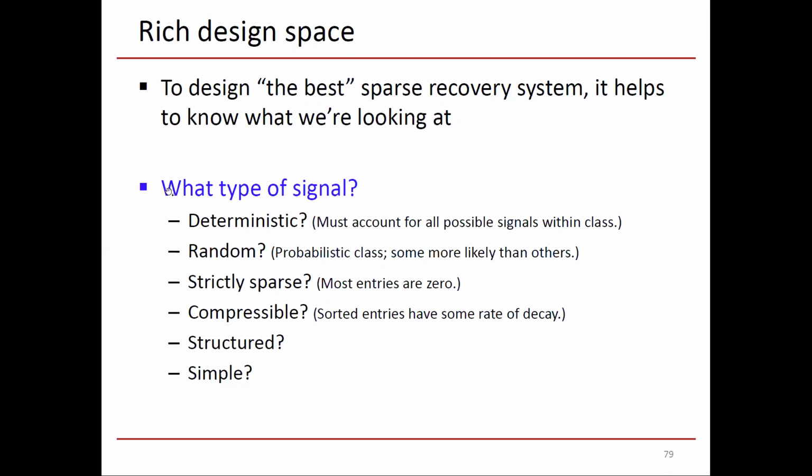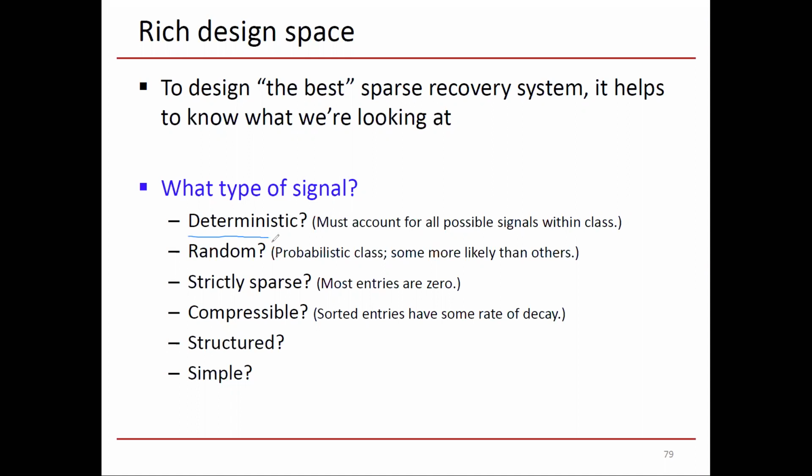So one question is, what type of signal do we have? There are different models for different types of signals. One model would be a deterministic model. A deterministic model is something that pure mathematicians and applied mathematicians like. That is a model where your results must account for all possible signals within a class. So the class may be narrow, but within that class, you need to account for everything.